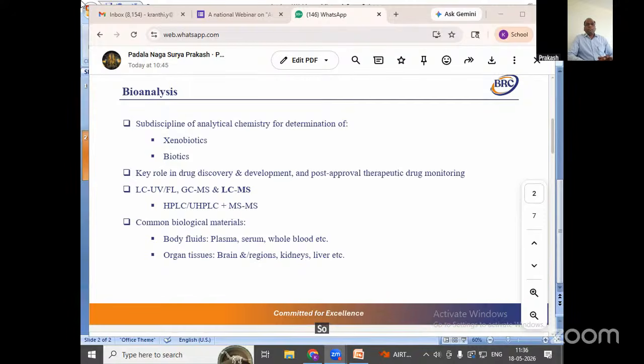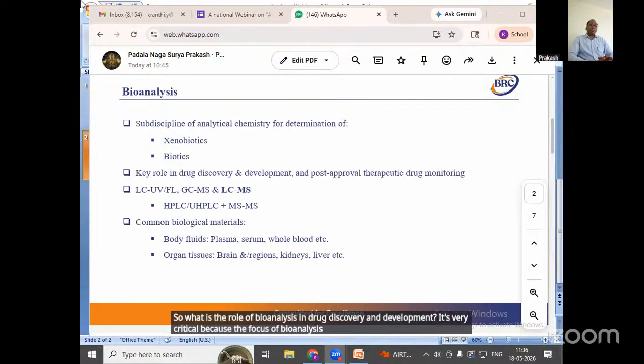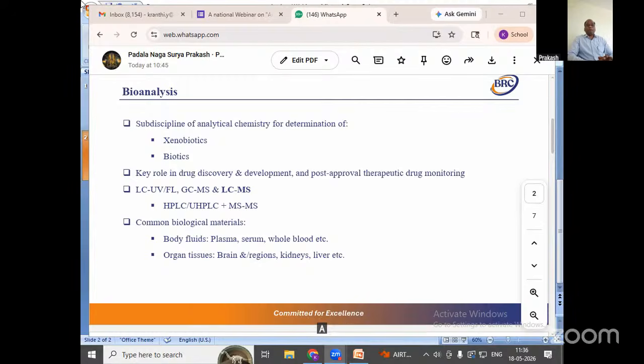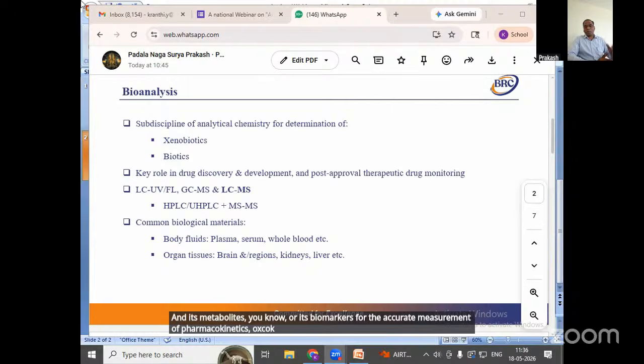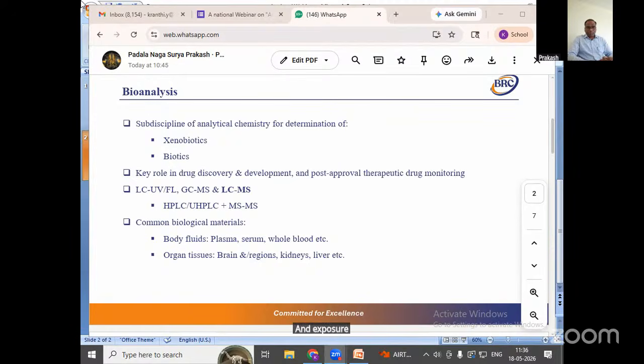So, what is the role of bioanalysis in drug discovery and development? It's very critical because the focus of bioanalysis in the health industry is to provide a quantitative measurement of active drug and its metabolites, or its biomarkers for the accurate measurement of pharmacokinetics, toxicokinetics, bioequivalence, bioavailability, and exposure response relationships. So exposure response in the sense, pharmacokinetics talks about exposure, and pharmacodynamics speaks about response.